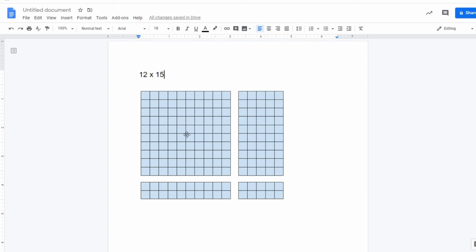So you've got 100 plus another 50 plus another 20 plus another 10, right? So that's 100 plus 50 plus 20 plus 10, right? And we can add these up, 150, 170, 180, right? So we get 180. Now, this picture represents our standard algorithm, which I'll show you in a second.